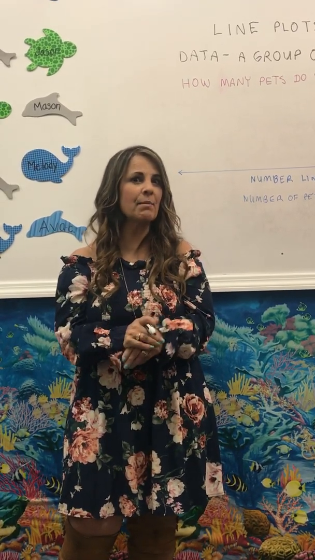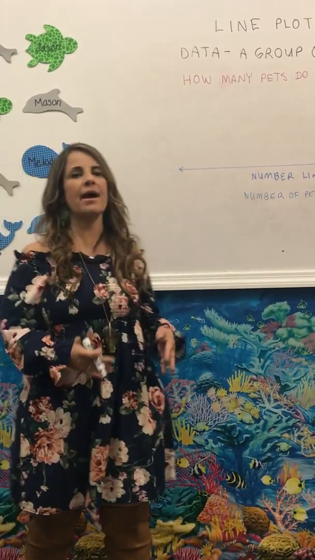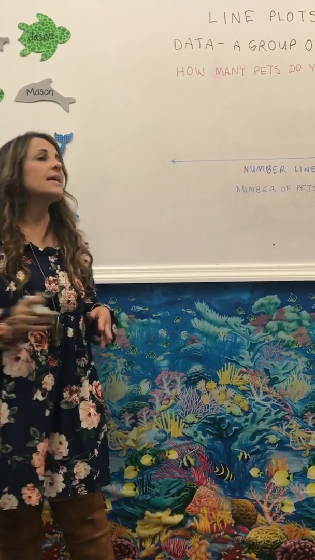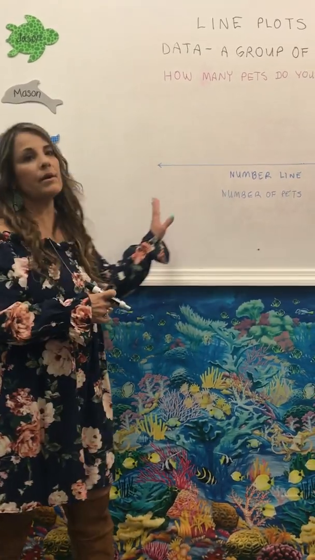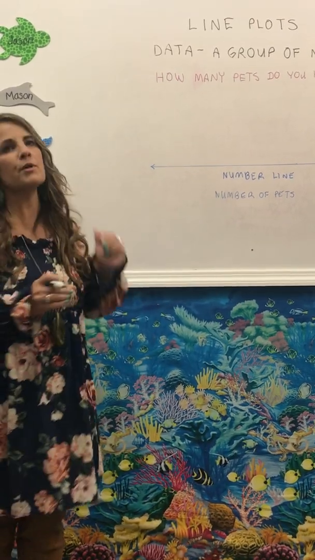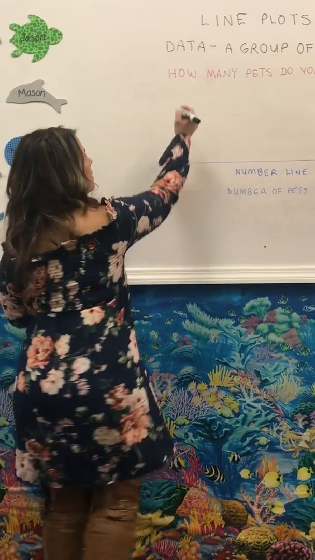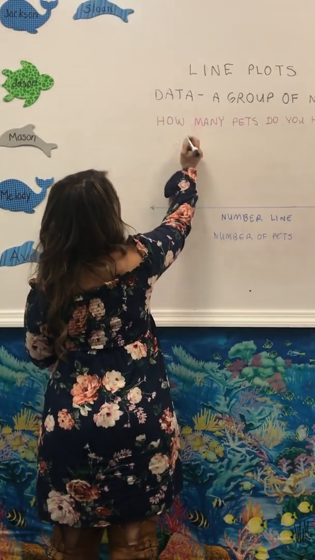We all know that Gabby has a lot of pets. So let's start by writing down this data, or group of numbers, on our number line. Okay, so we're going to start and look at the first person. The first person had 2 dogs, so we're going to put a 2 up here.